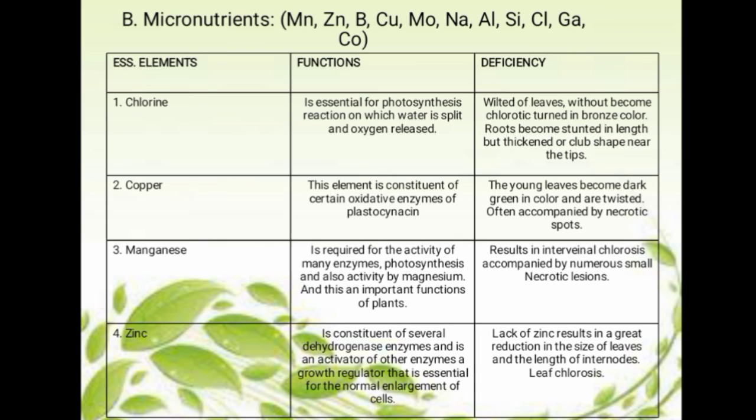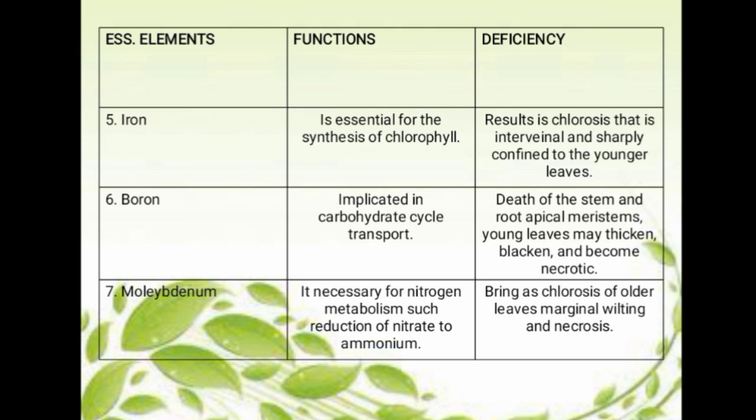Next is zinc. It is a constituent of several dehydrogenase enzymes and is an activator of enzymes, a growth regulator that is essential for the normal enlargement of cells. Its deficiency: lack of zinc results in a great reduction in the size of leaves and the length of internodes, or leaf chlorosis. Next is iron. Its function is essential for the synthesis of chlorophyll. Its deficiency results in chlorosis that is intervenal and sharply confined to the younger leaves.